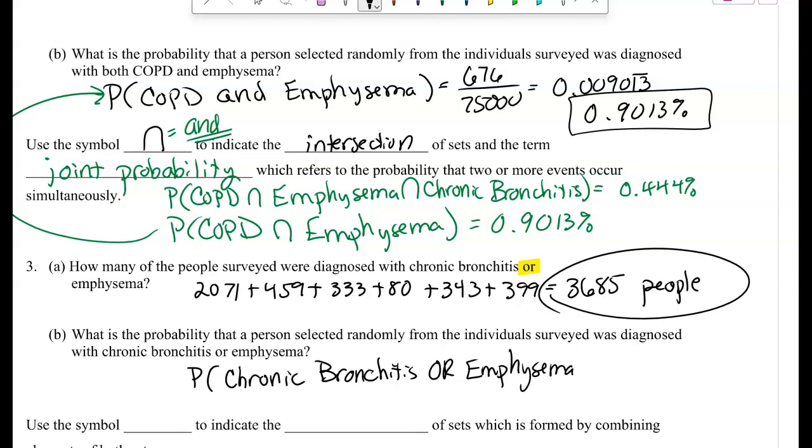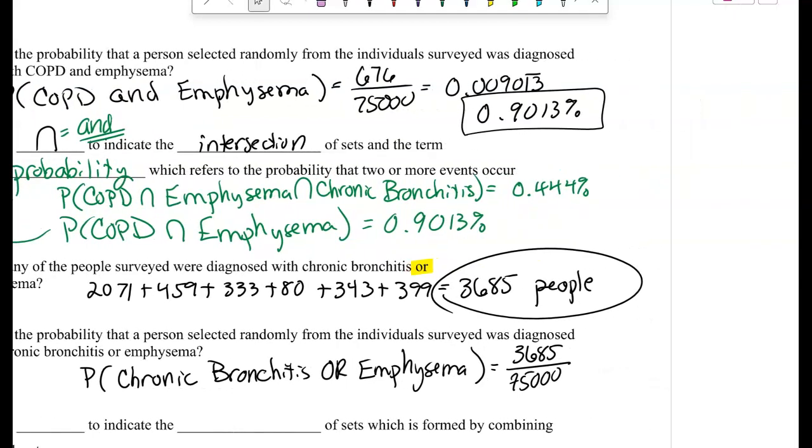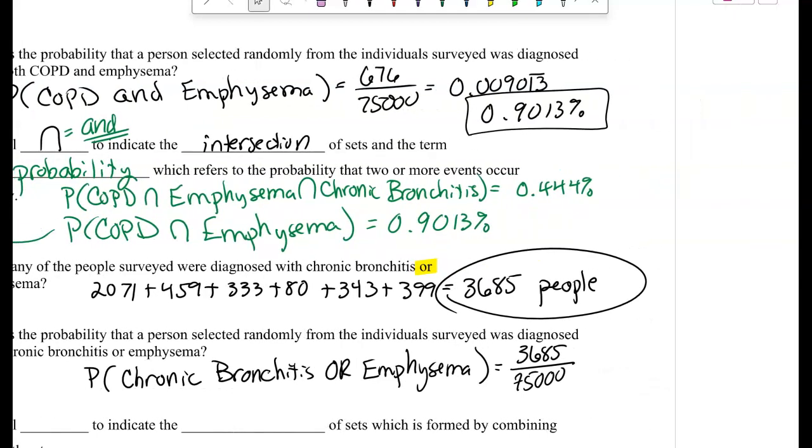So what do we get there? 3,685 people over my 75,000. Guys, what's the decimal for that? 0.0491 repeating, which is going to give us about 4.91%. Good enough for government work right now. I know that sounds horrible, but close enough? I know, it's not fair when I don't tell you what to round to.